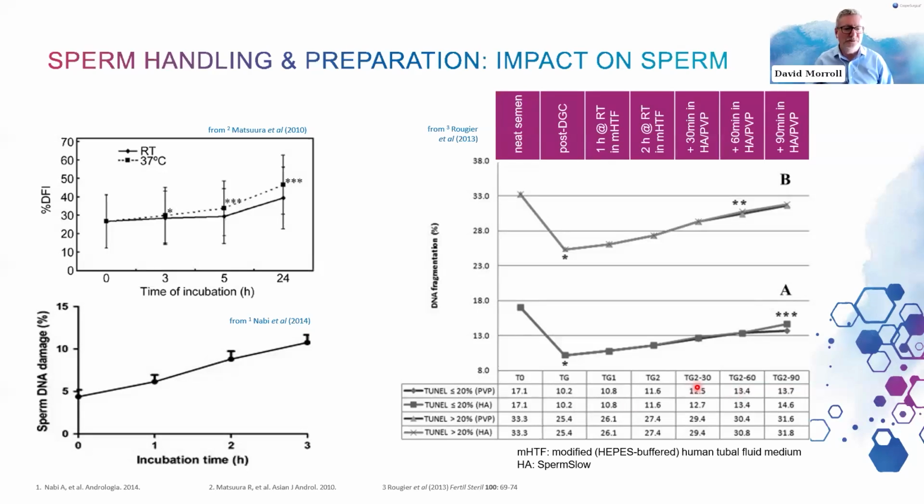And this paper, for example, from Rouget and colleagues, looks at men with known elevated DNA fragmentation in a TUNEL assay, and men with known low levels. You can still see after preparation there's a reduction and then a steady increase over time. So use your samples as quickly as you can.